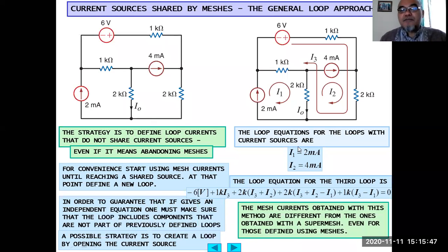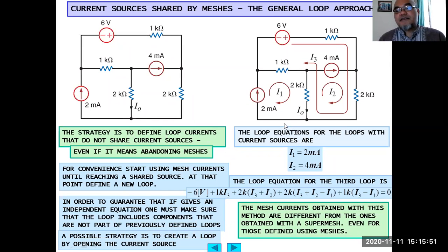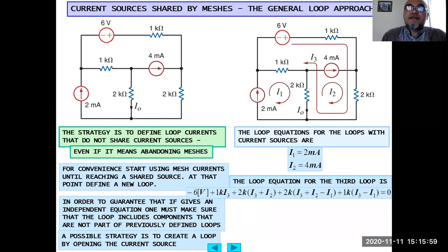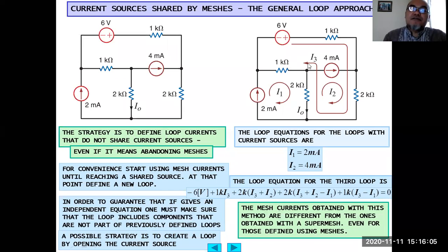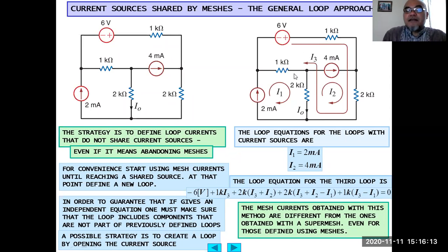So the mesh currents obtained with this method are different from the ones obtained with a supermesh, even for those defined using meshes. The I1, I2, I3 are different. The previous approach uses a supermesh, while here we use the third loop. The third loop or third mesh is not in this place, but rather goes immediately surrounding that independent current source.